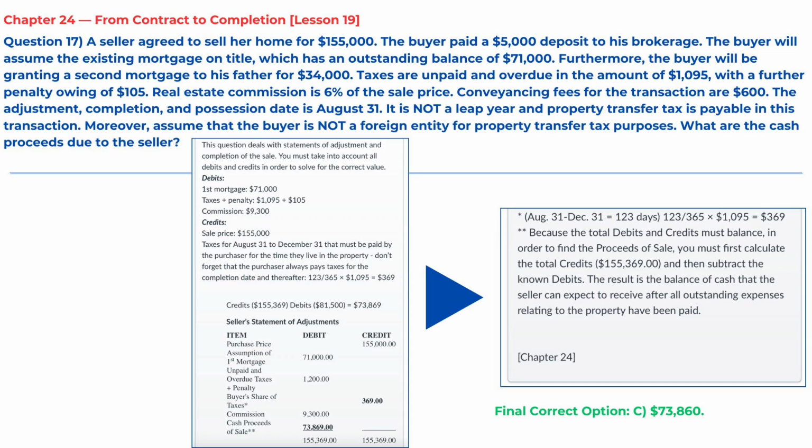Credits: $155,369 minus debits $81,500 equals $73,869. Seller's statement of adjustments.